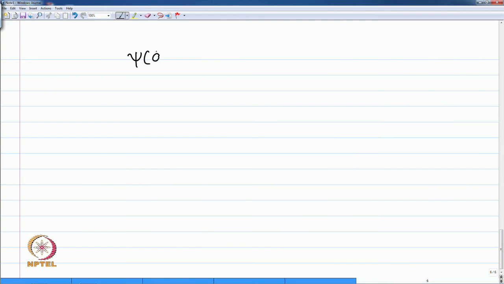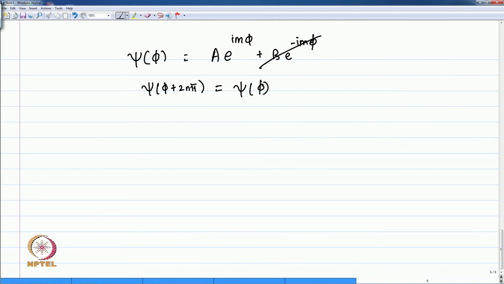Now, psi of phi is given by this general quantity A exponential i m phi plus B exponential minus i m phi. For the time being, let us worry about motion in one directional sense. Therefore, let us not consider that. Please remember psi of phi plus 2n pi must be psi of phi because the wave function is unique. It does not matter as long as n is an integer 0, 1, 2, 3, etc. This condition has to be satisfied.